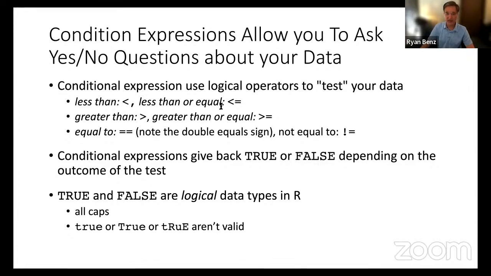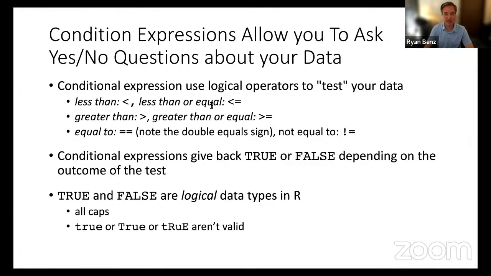You can also ask less than or equal to, and you use two symbols here, the less than sign and the equals. Again, you can't have a space here, just like our assignment operator. You can't have a space between these things. You have to put them together. We have greater than or equal to. So these are pretty straightforward operators.